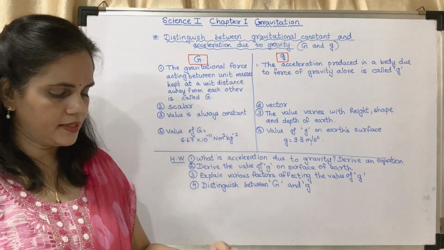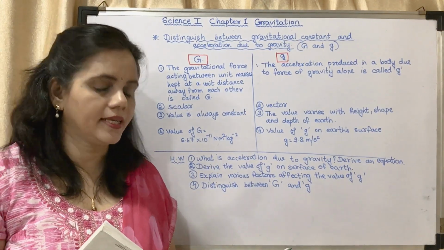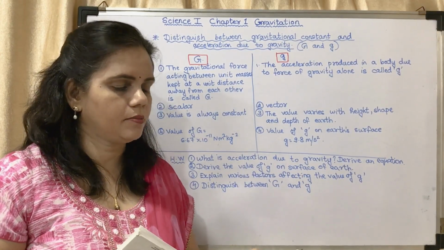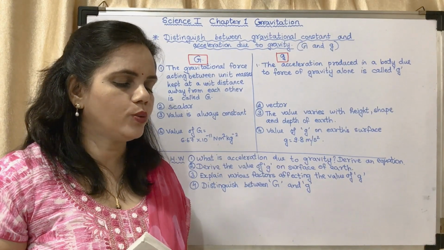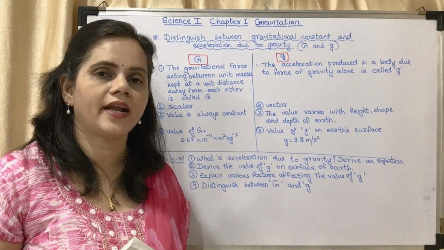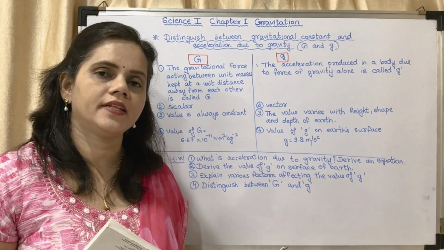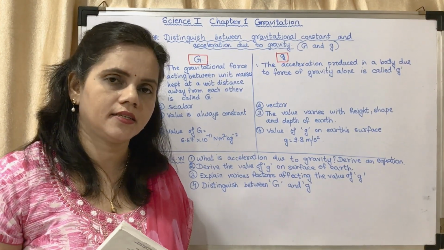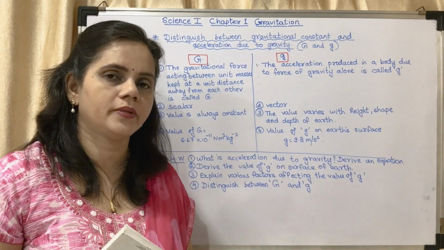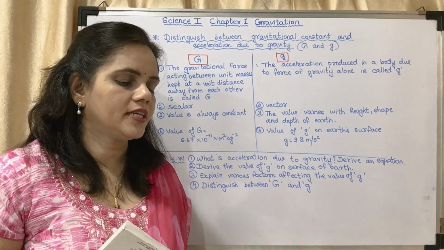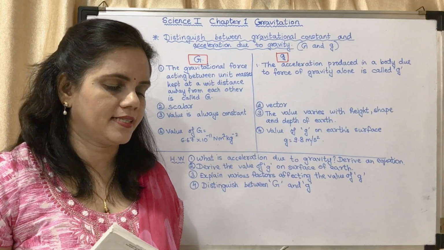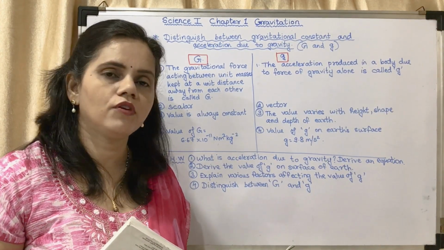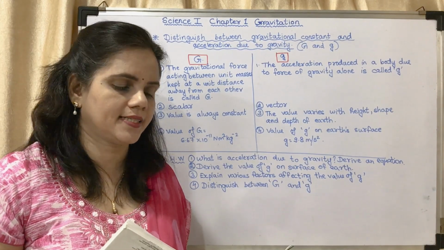Now on page number 8, there is a think about it question. There is a yellow box given. What would happen if there were no gravity? I'll tell you the answer. You may write there with a pencil. The answer you may write and keep. Objects will float into space. What would happen if there were no gravity? Objects will float into space.